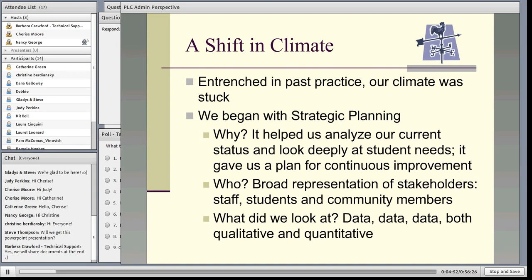We were a school that was really kind of stuck. And I'm not saying we were a bad school. We were doing a lot of really good things, but we were very entrenched in past practice, and we were feeling a bit like we were kind of stuck and not moving forward.